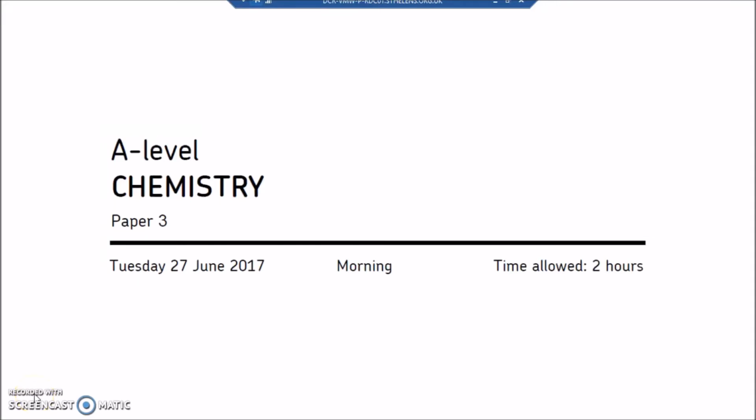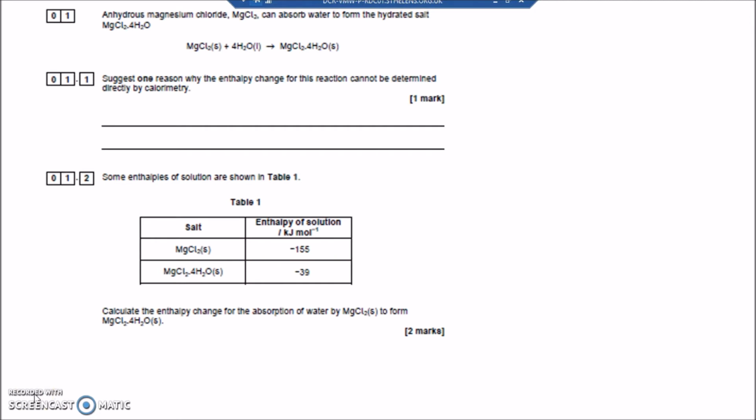A-Level Chemistry Paper 3, 2017. Anhydrous magnesium chloride, MgCl2, can absorb water to form the hydrated salt, MgCl2·4H2O. So that's the reaction there going ahead.